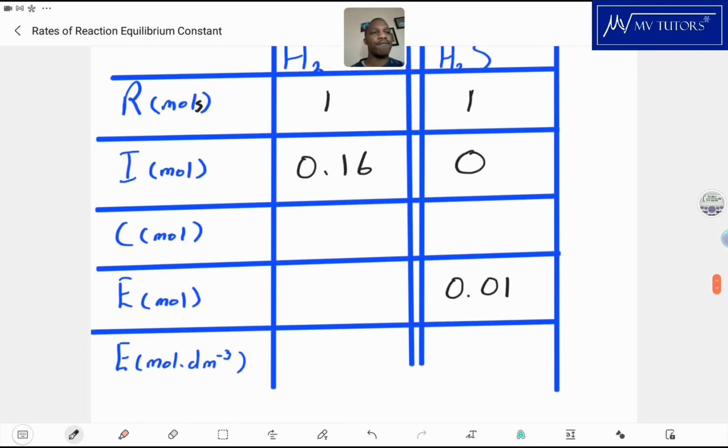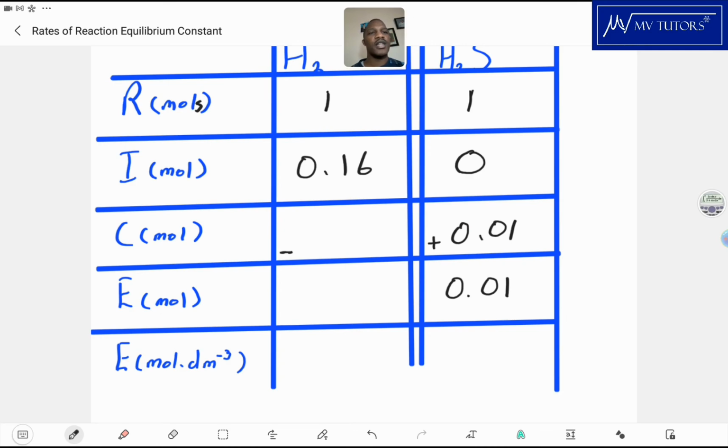Okay, now what happens here is that, what is the change? Usually, well, all the time, the change here is that we add something to get the equilibrium one, and here we need to subtract the change. Okay, so here the change that we added, in order to get 0.01, we added 0.01.